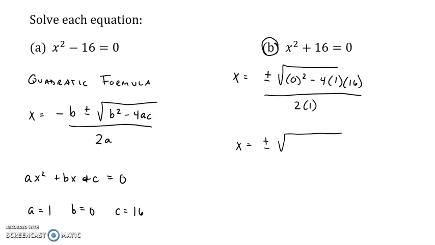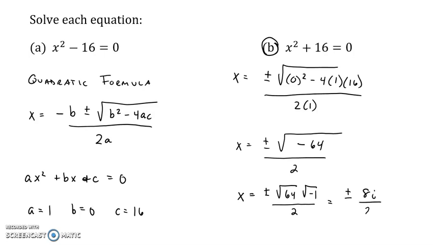If we multiply the negative 4 times the 16, we're going to get a negative 64. All of this will be over 2. And keep in mind we could do the same thing with that negative 64. We can break this apart into the square root of 64 and the square root of negative 1. So this will give us a positive and a negative 8i all over 2.